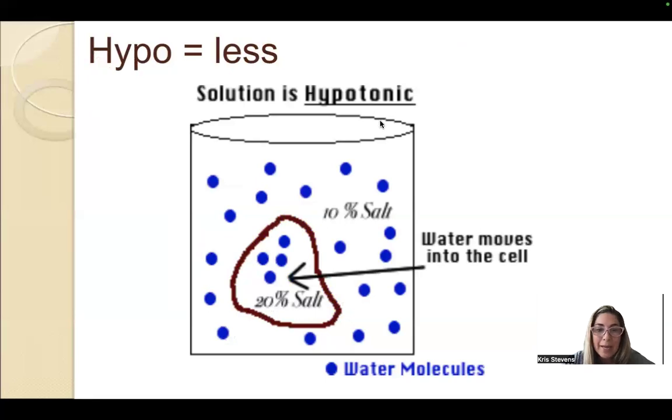Okay, hypo means less. If the solution is hypotonic, water moves into the cell. Let's think about it. This is 10% salt, so it's 90% water. This is 20% salt, so it's 80% water. What does water do? It moves from what to what? High to low, 90% to 80%. So what will the cell do? This cell in a hypotonic environment would swell. It would get bigger.